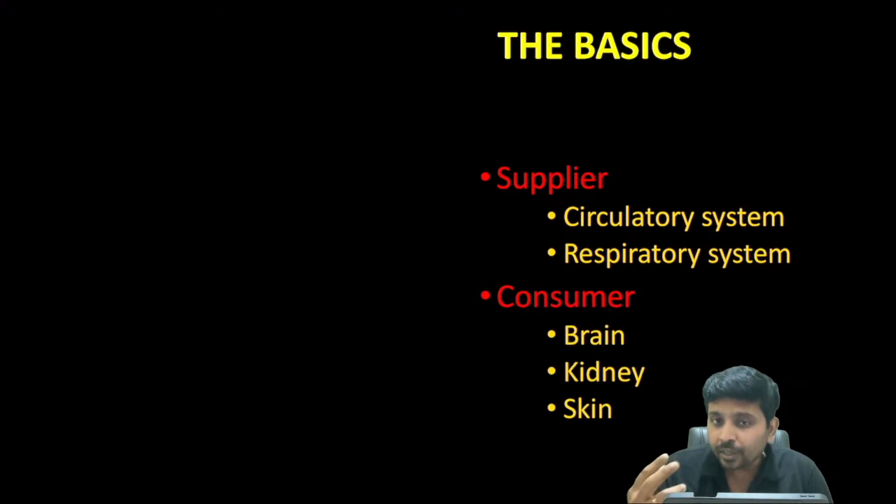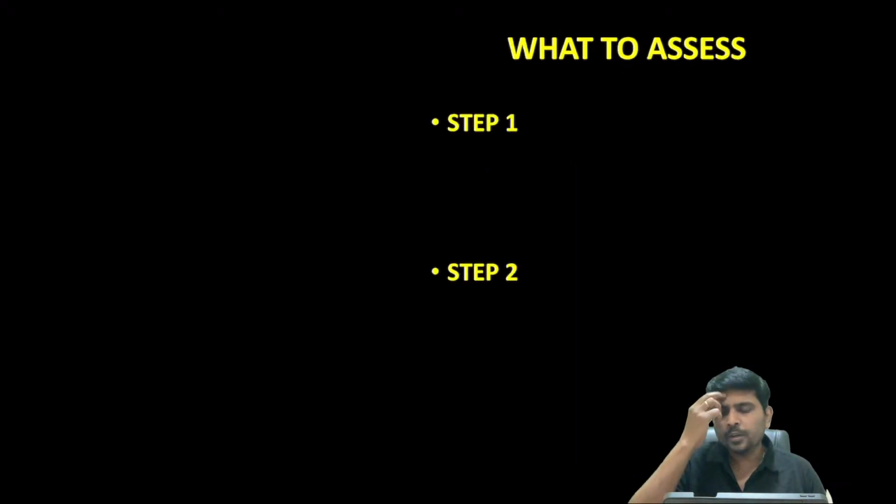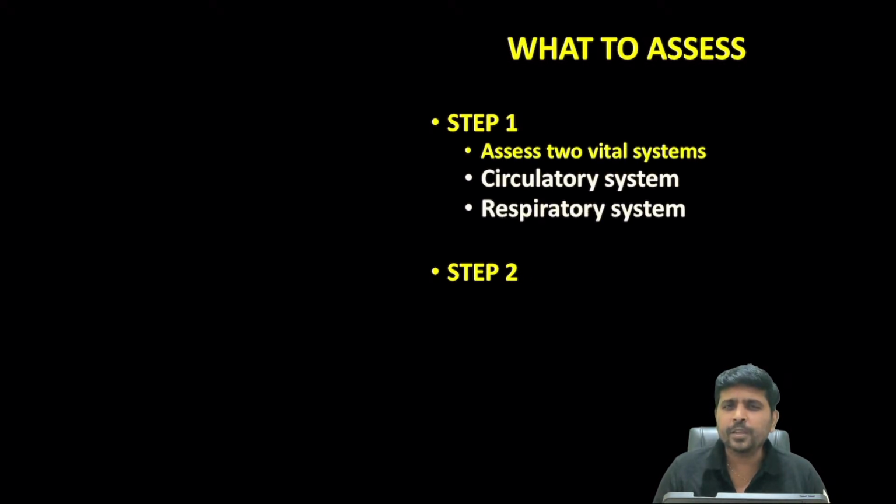And who are the consumers? There are so many consumers, but as far as pediatrics is concerned, the main consumers are your brain, kidney and skin. Brain, kidney and skin. These are the consumers. So what are the things you need to assess? Assess two vital systems. What do you mean by two vital systems? You need to assess how the circulatory system is working and how the respiratory system is working, how your heart is functioning, how your lung is functioning.